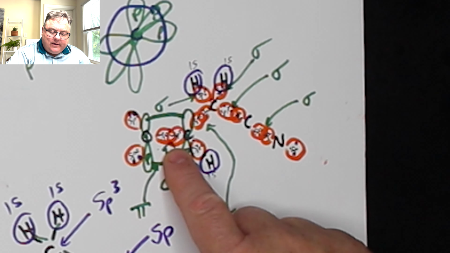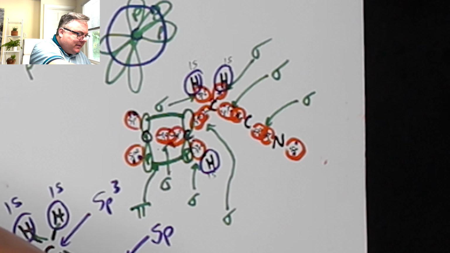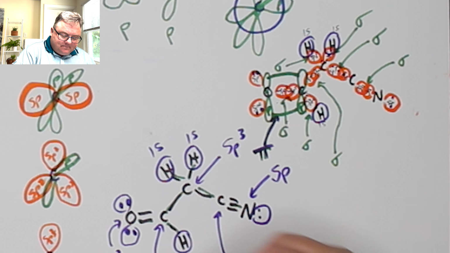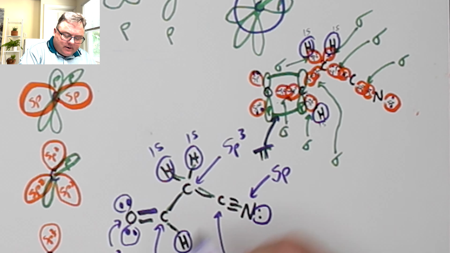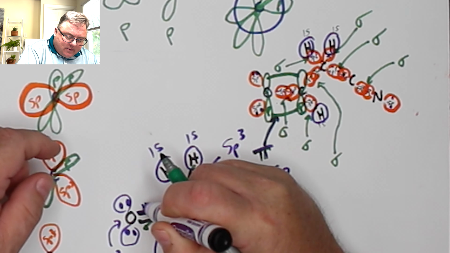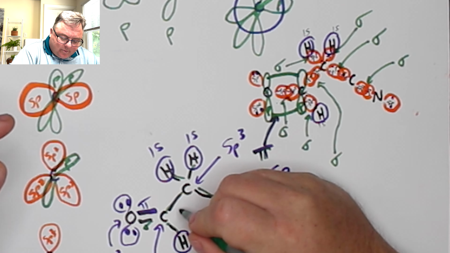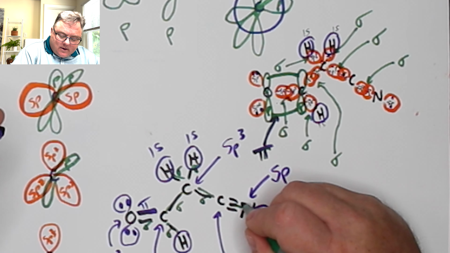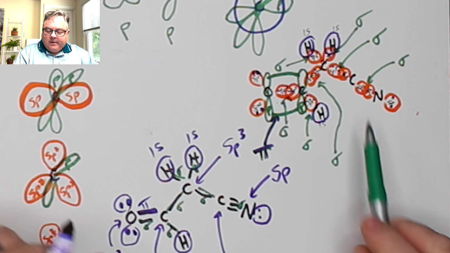So inside of this, I have a sigma bond, and let's make the pi bond a different color, maybe purple, and a pi bond. So there's the pi bond. So I have a sigma and a pi that make that double bond. This will be a sigma, this is a sigma, sigma, sigma, sigma, and I have one sigma there.